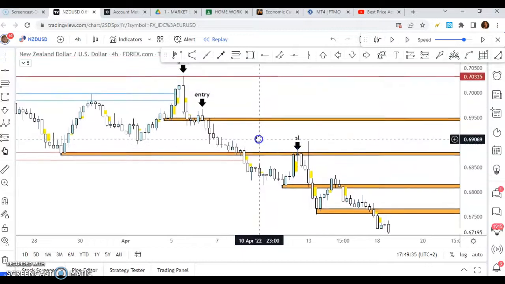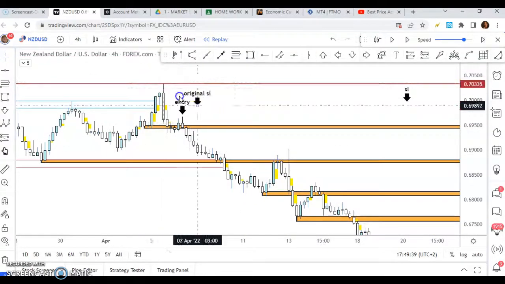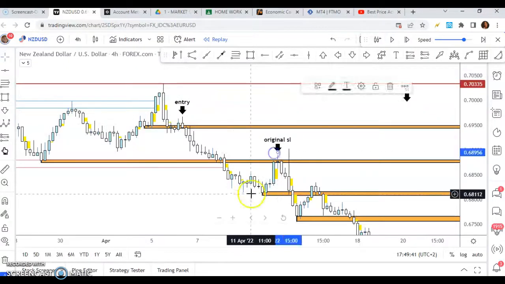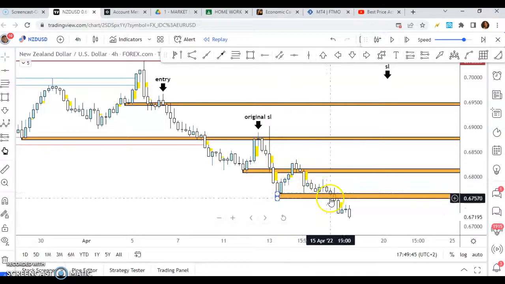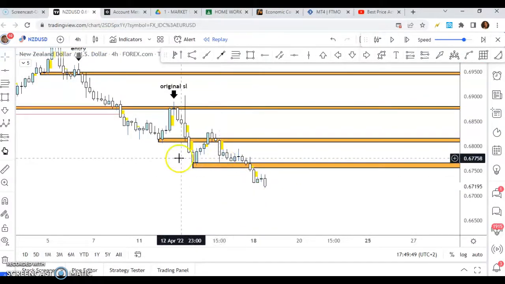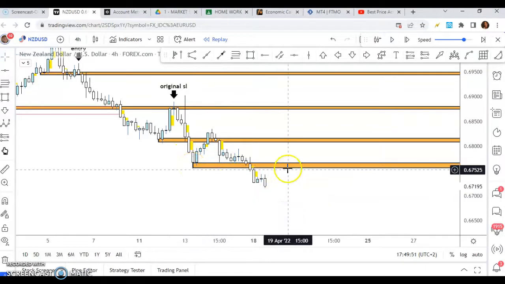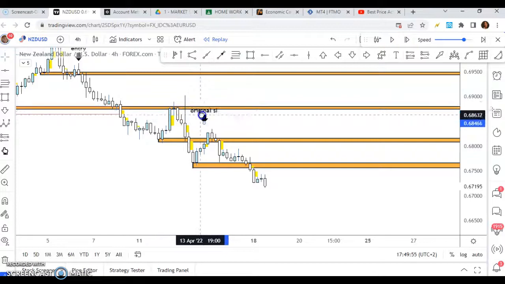So you'll move at this point, let me move this over. You'll move this original stop loss to here after it closes below and retests and continues down. Once again, when the market pushes below this zone right here, retests and pushes below again, you can go ahead and adjust your stop loss.